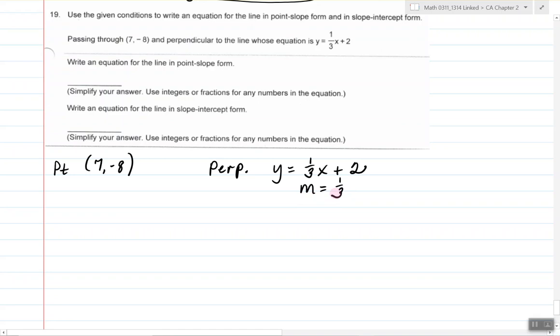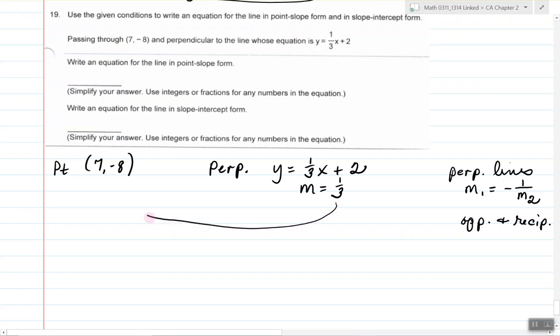Up at the very beginning, we have that for perpendicular lines, m1 equals -1/m2. What that means is that they are opposite in sign and they are reciprocals of each other. So if this slope is 1/3, my slope is opposite in sign, so it's negative. Flip this over and it's 3/1, which we write as just 3.